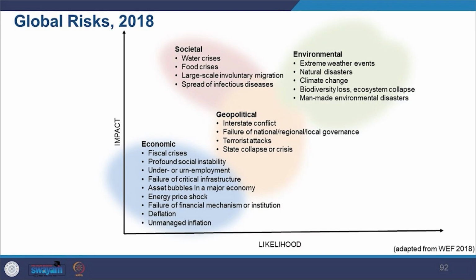So in the image here published by the World Economic Forum, you can see the global risk. You see examples of perceived economic risk, geopolitical risk, societal risk and environmental risk. On the x-axis, you see the increasing likelihood, and on the y-axis, you can see increasing impact. You see the environmental risk has high likelihood and high impact. So you can see it here.